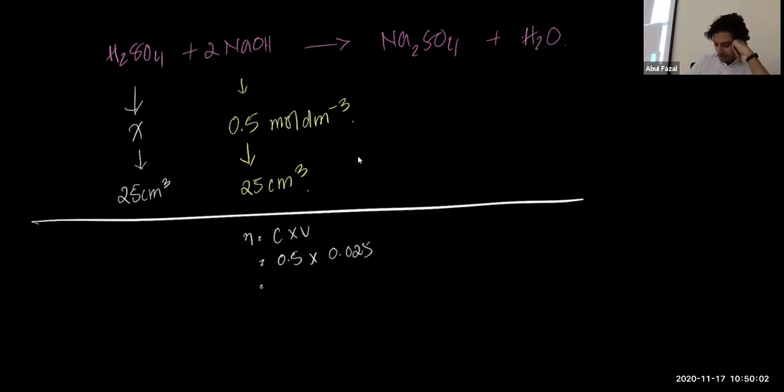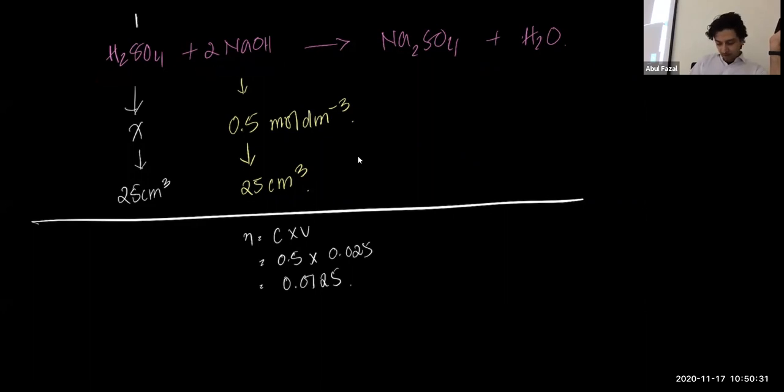Okay. And this is going to come out to be, what will it be? Tell me. Do you know? This is coming out to what, people? 0.5. Actually, that's obvious, half of 0.025. 0.0125. Okay. Now the ratio between sulfuric acid and NaOH is what?